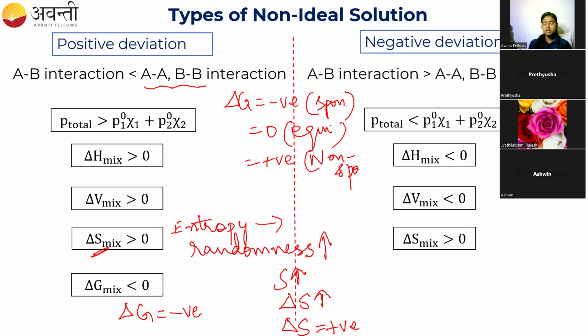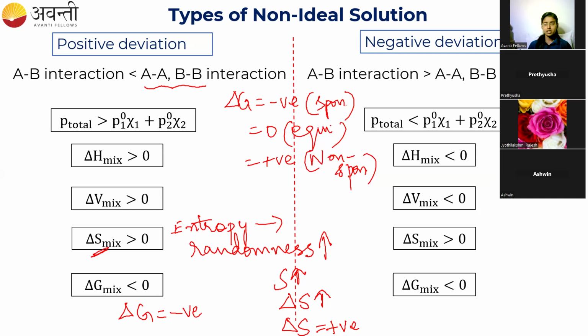So all the components which we have seen will undergo a spontaneous reaction, which means the G value should be negative, that is, less than 0. So positive deviation will also have delta G less than 0. Negative deviation will also have delta G of mixture less than 0. So these are some of the points. We have studied 6 points here in this slide about positive deviation and negative deviation. So let's discuss some more points also.